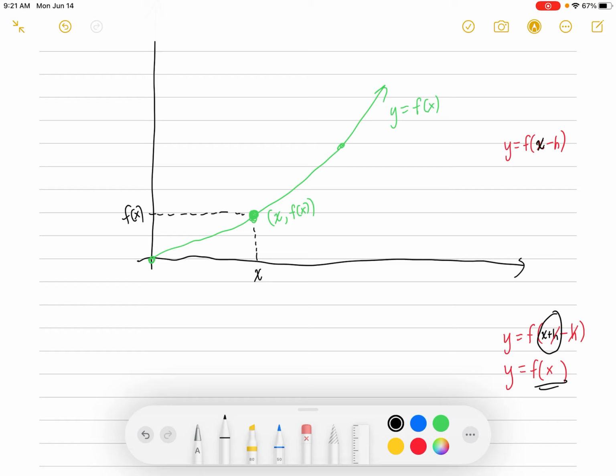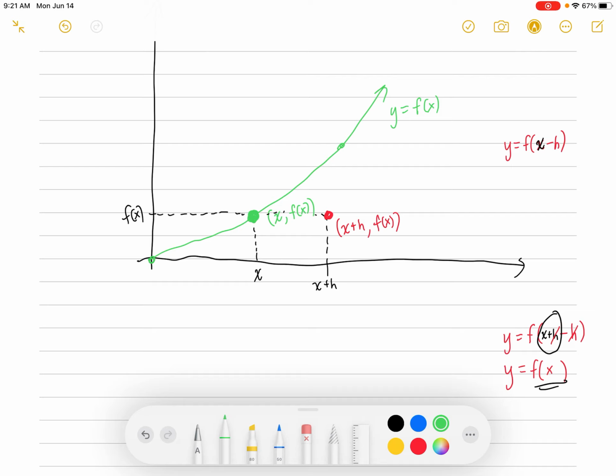So let's put this down on our graph. So where would x plus h be on the x-axis? Well, you're going to add h to the x-coordinate. So here you're going to have x plus h. Okay? And the y output is now f of x. So right here. So you're going to have x plus h as your input, and as your output, you have f of x.